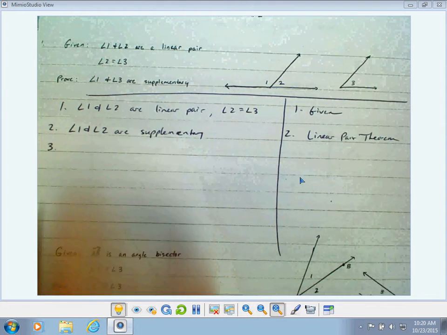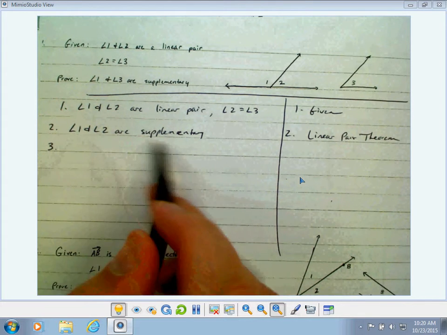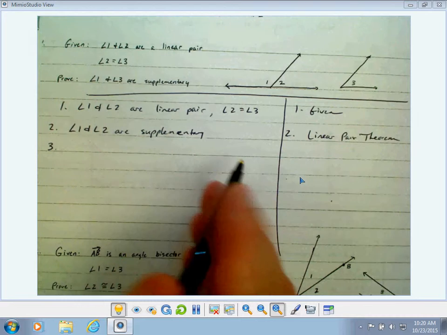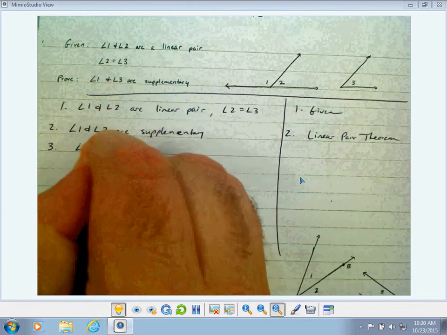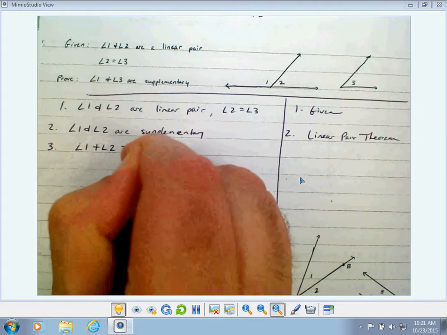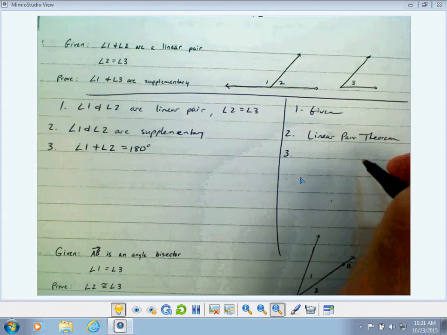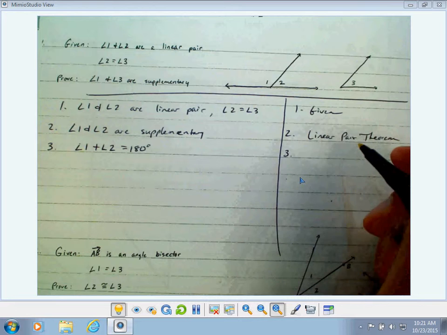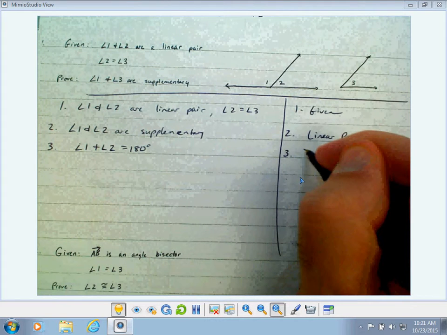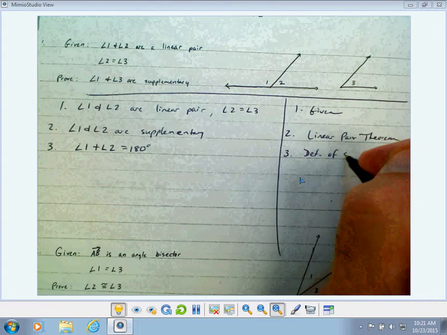Alright, so then I've got to work with what I have now. So I have angle 1 and angle 2 are supplementary. Well, I know what that means. That means that angle 1 plus angle 2 equals 180 degrees. And that's because of what supplementary means. When you say the meaning, it's the definition of it. Definition of supplementary angles.